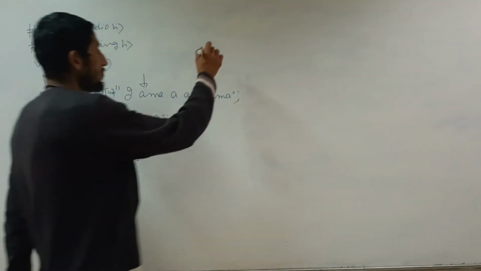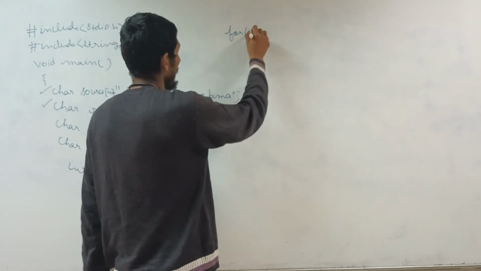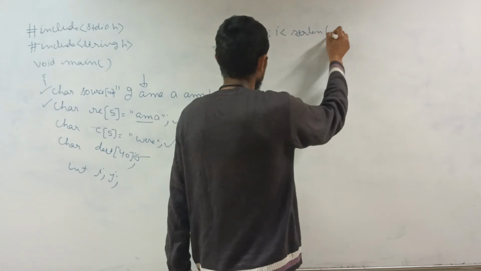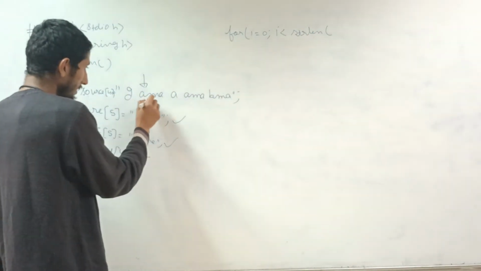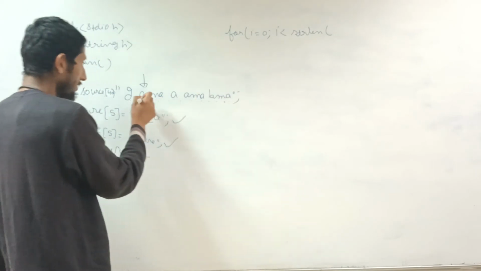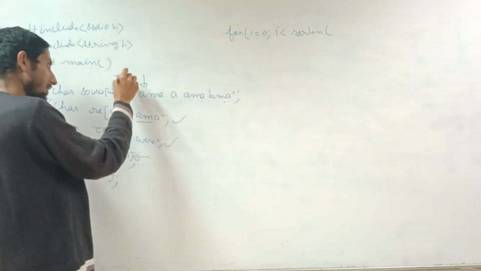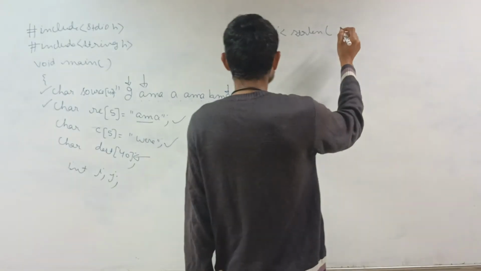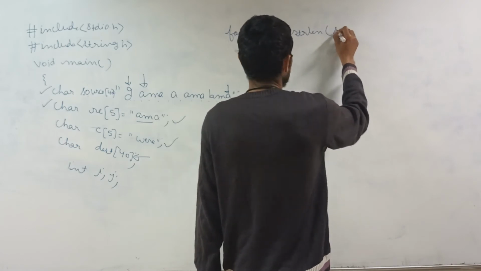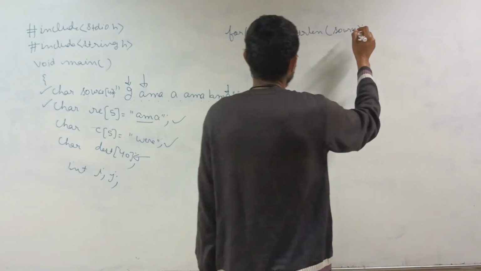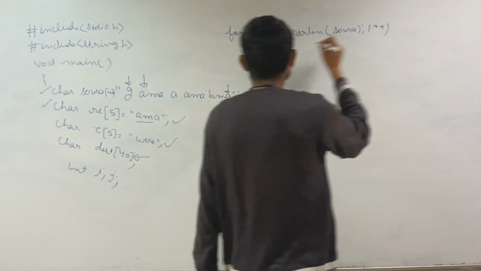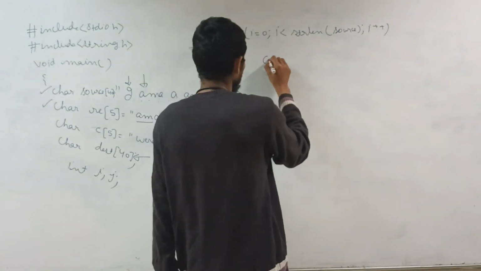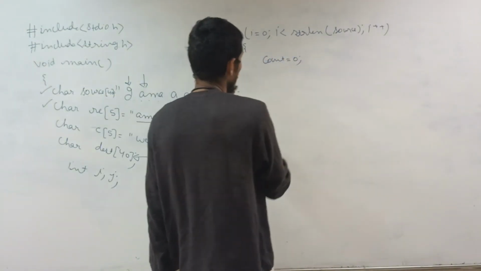Let me apply the loop: for i equals 0, i less than the string length. Which one? This one. I will copy every character of the original string. That's why I apply the loop from here to here. The name is source. And then let me put i plus plus. Okay, so I have applied the loop. Let me initialize the value of count to 0. So the value of count is 0.